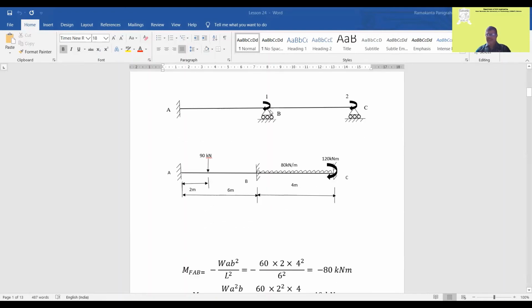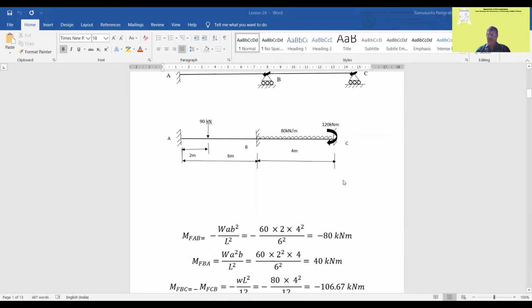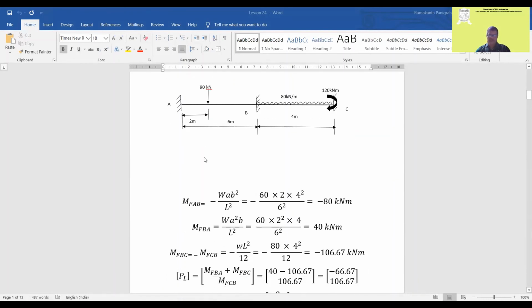Once you find the kinematic indeterminacy 1 and 2, the next step is to restrain the coordinates. So you restrain 1 and 2 and find the fixed end moments. For span AB and span BC, you find the fixed end moments. For span AB, you have a point load 90 at distance a, and in span BC a UDL. So this is A, this is B.